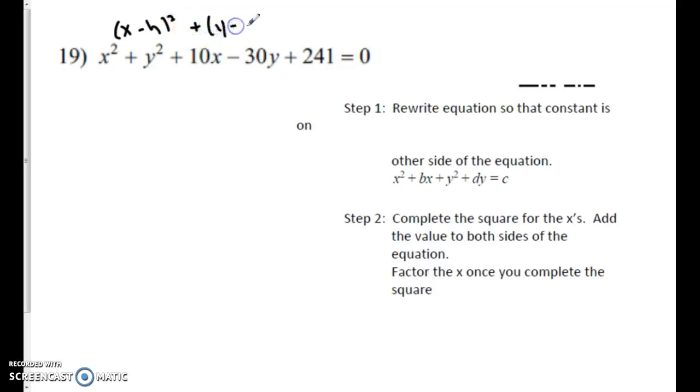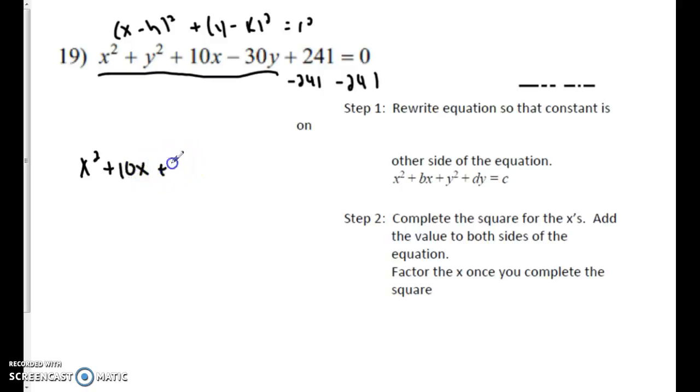So what we're going to do is combine something that we did before, completing the square, to do this. In order for me to do that, the first step is to get this quantity all by itself. So I'm going to move the 241 onto the other side. So I have x squared, and I'm going to rewrite it so that the x's are next to each other. So I have plus 10x plus y squared minus 30y equals negative 241. So my first step is to complete the square for the x's.